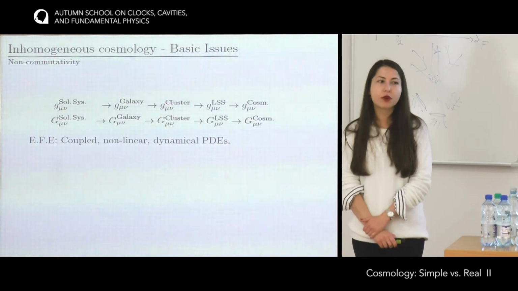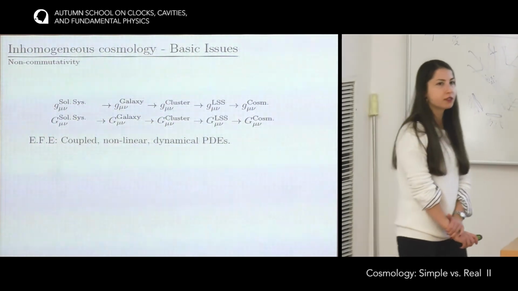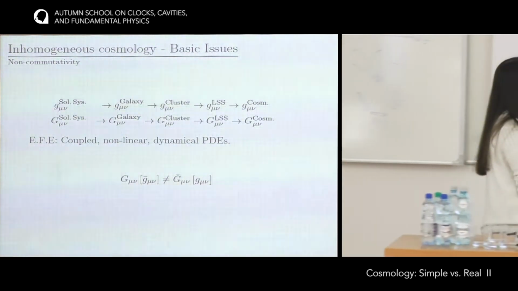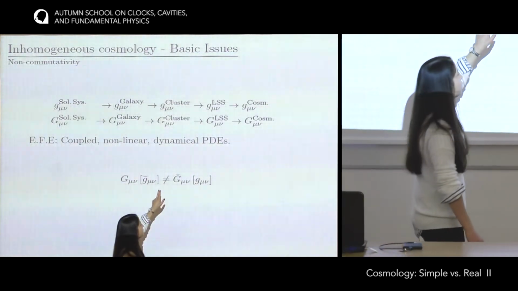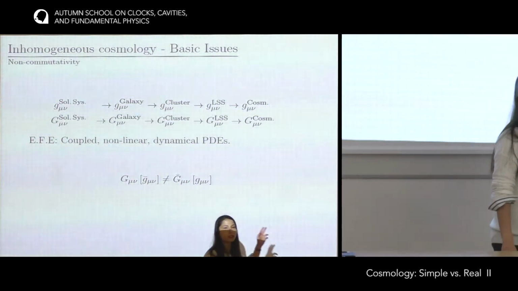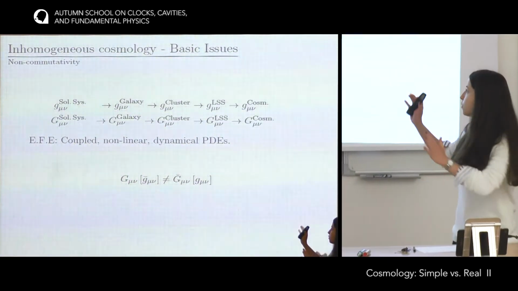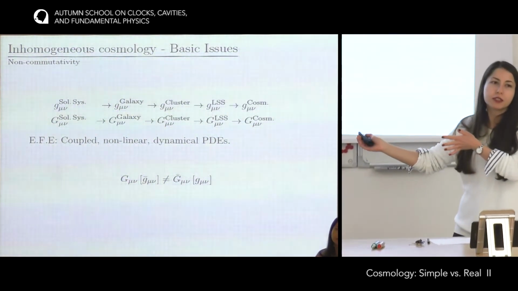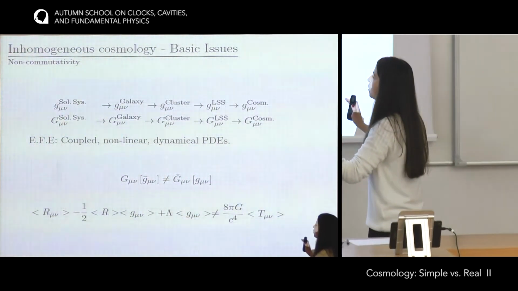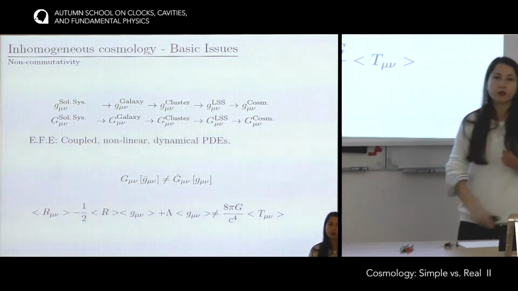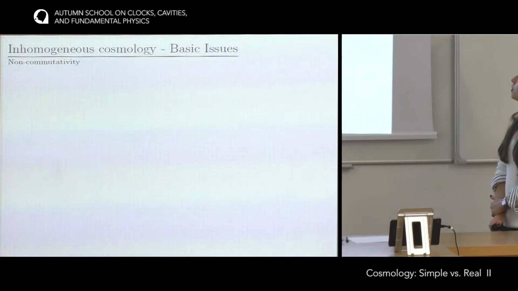But the thing is, Einstein field equations are coupled nonlinear dynamical partial differential equations. That means if you construct an Einstein tensor from an average metric, it's not going to be equal to the average of the Einstein tensor that you built through your original metric. And that is purely because of the nonlinearity of the Einstein equations. That means when you average your Einstein equation, you will not get the left-hand side and the right-hand side to be equal.